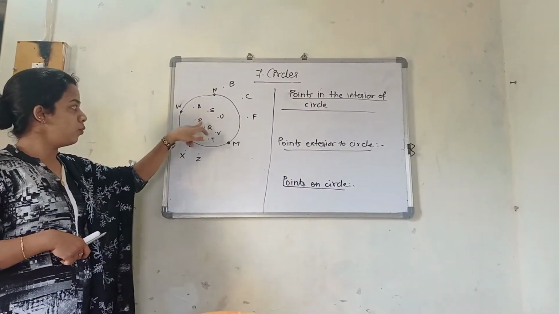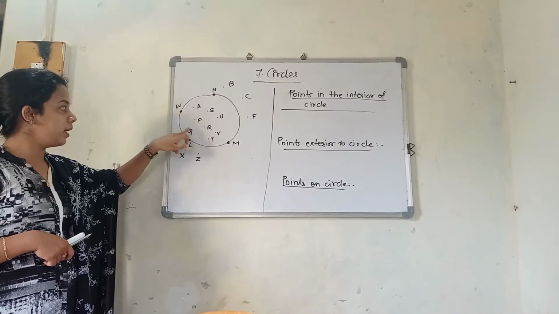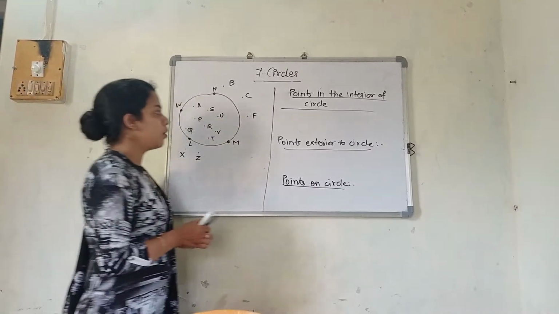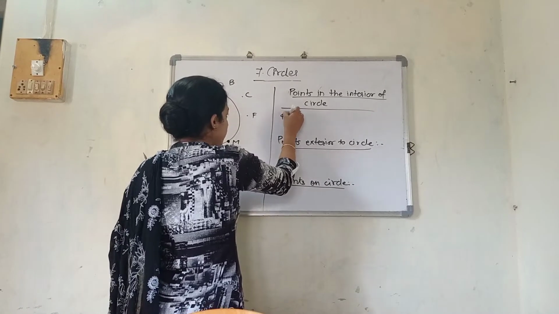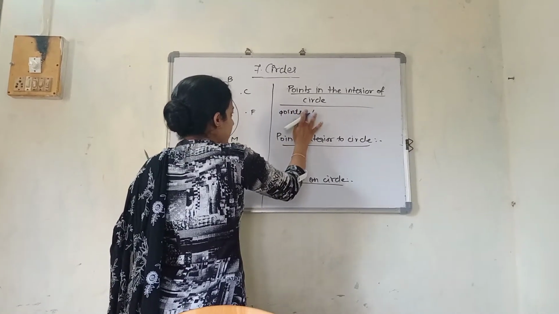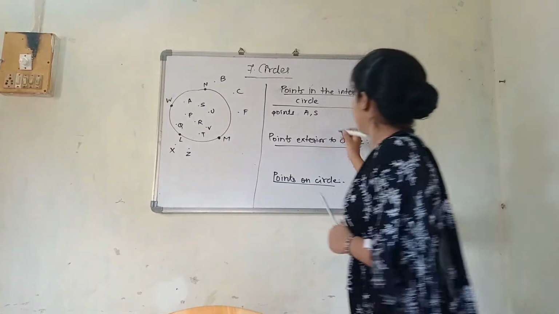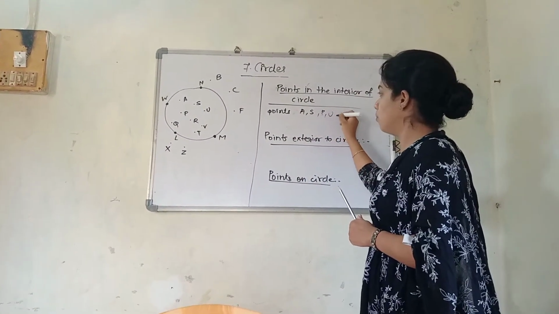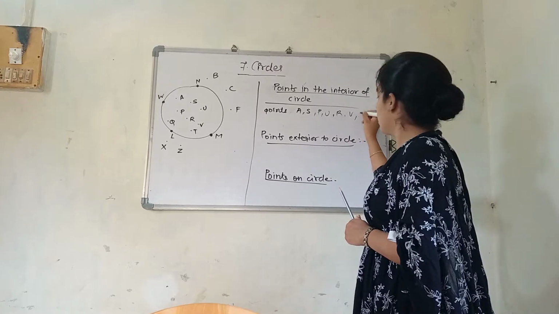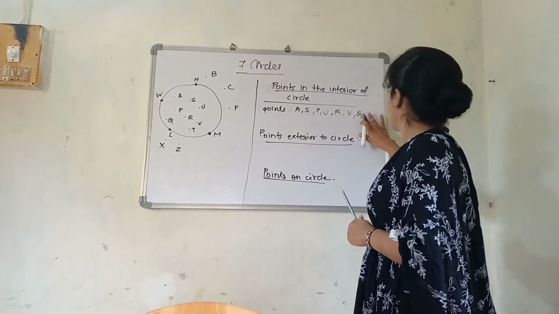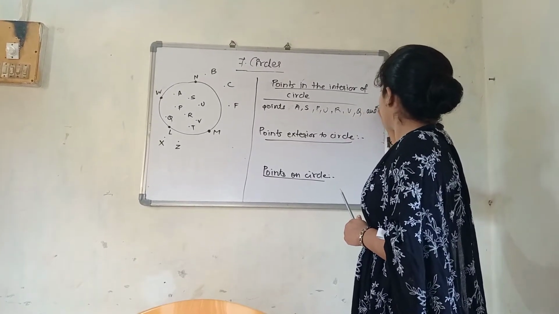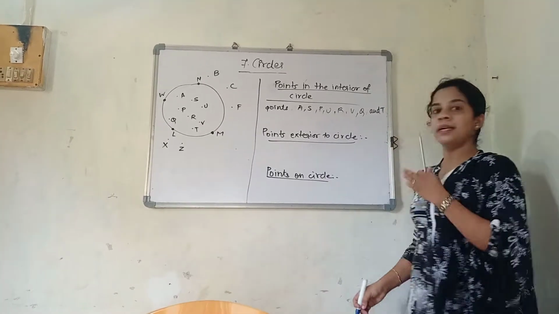Which are the interior points? A, S, U, P, R, V, T, Q, because they are coming inside. So our answer will be points A, S, P, U, R, V, Q and T. Okay, so these are the interior points.